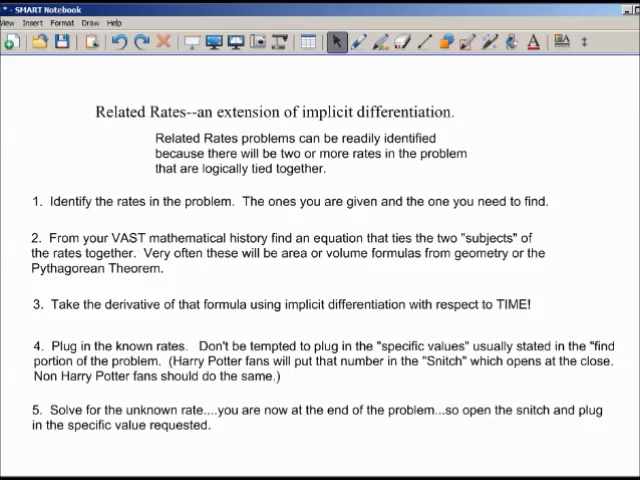If you remember, when our x's and y's were intermingled, I mentioned that you could really take the derivative with respect to anything. And with related rates, you're taking the derivative with respect to time. Now, let's read these real quickly.